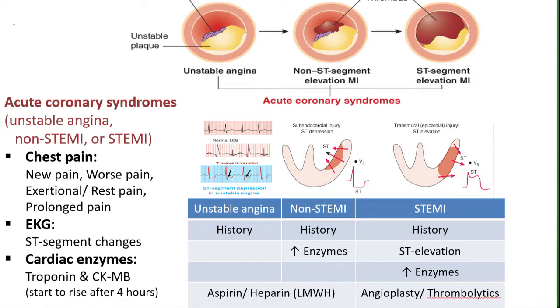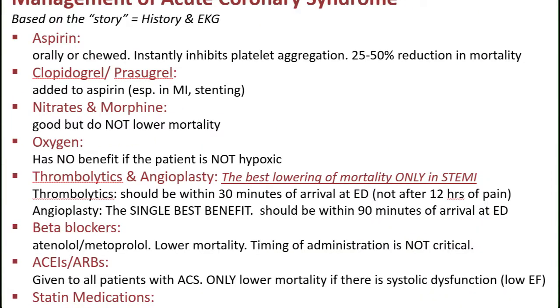So, how to manage acute coronary syndromes? It's always based on the story, history and EKG. The first thing is give aspirin, orally or chewed. Even if you're at home and you develop chest pain that looks like worse pain, new pain, prolonged pain, take baby aspirin sublingual. It won't hurt, but it's very, very important in lowering mortality. There is a 25 to 50% reduction in mortality by giving aspirin in acute coronary syndrome. The most important mortality reducing agent is aspirin.